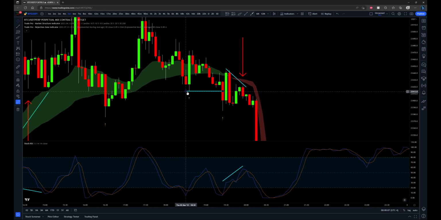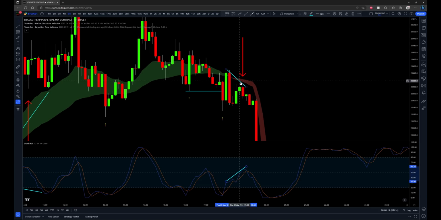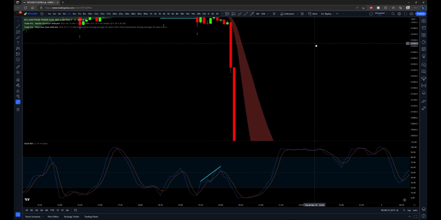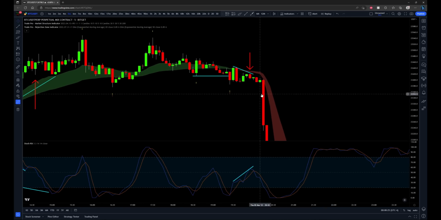So bearish market structure break, red cloud flip. Now, what do you think we're looking for? Hidden bearish divergence. We get it right here. Lower high on price, higher on stochastic RSI here. So we're shorting, looking for that next move to the downside. This one produces an insane move, but obviously you'd be getting out shortly after.